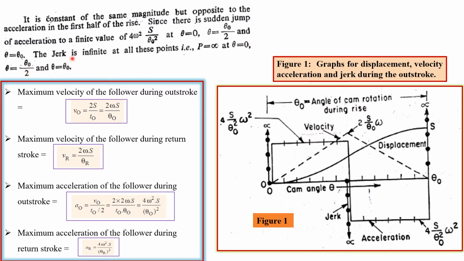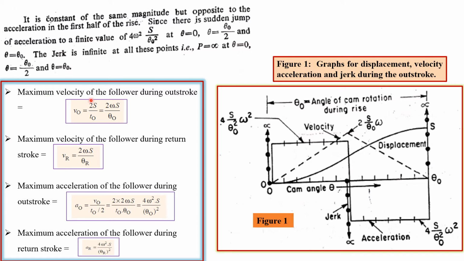In order to determine the jerk, what we can do is further differentiate the expression of acceleration with respect to time and determine the value of the jerk by inserting theta equal to 0, theta equal to theta 0 by 2 and theta equal to theta naught. So ultimately what we get is the value of p comes out to be infinity at all these 3 points. So let us now summarize what we have derived right till now.